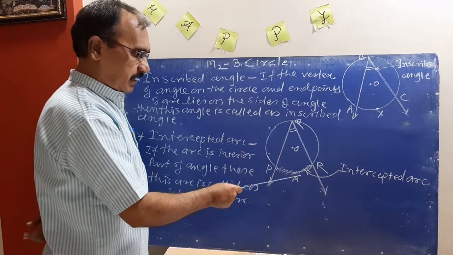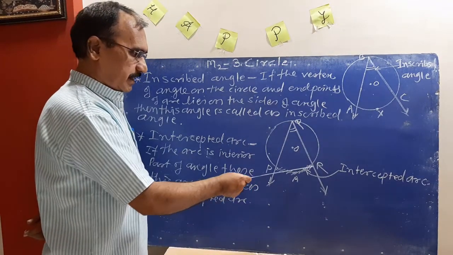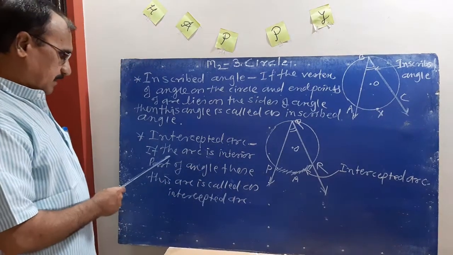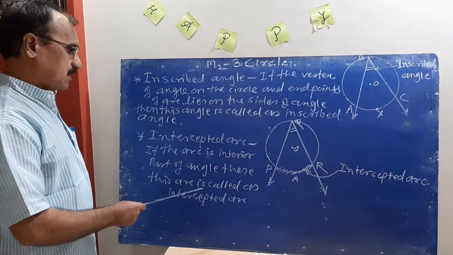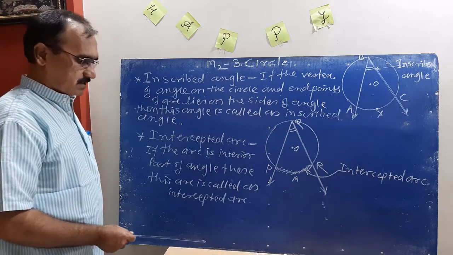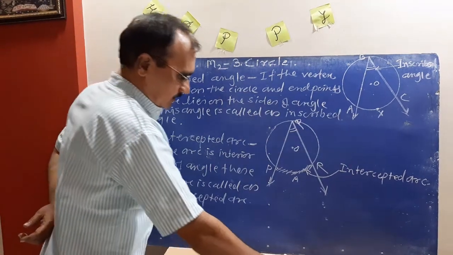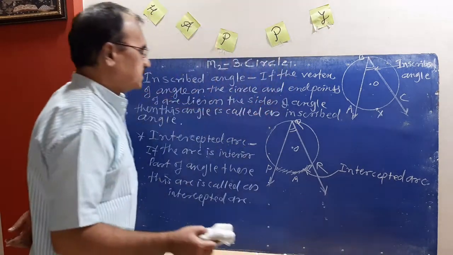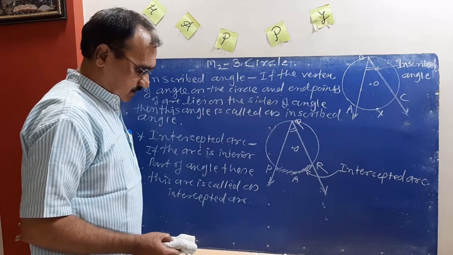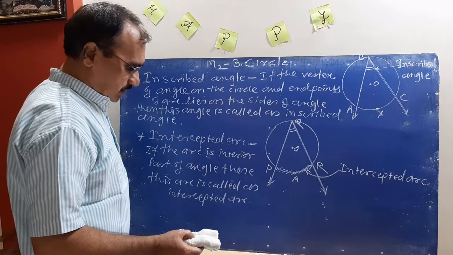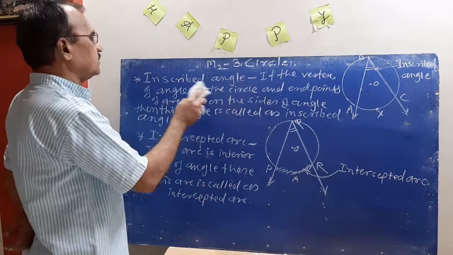Arc PAR is called the intercepted arc. If the arc is in the interior part of the angle, then this arc is called the intercepted arc. This is the concept of inscribed angle and intercepted arc. Now next we are going to see the inscribed angle theorem.